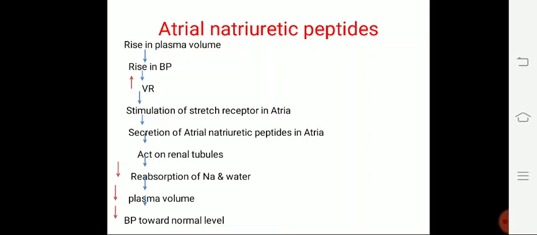It causes decreased reabsorption of sodium and water, so more and more excretion of sodium and water. There is decreased plasma volume, so blood pressure decreases and comes toward the normal level. Atrial natriuretic peptide decreases the blood pressure.